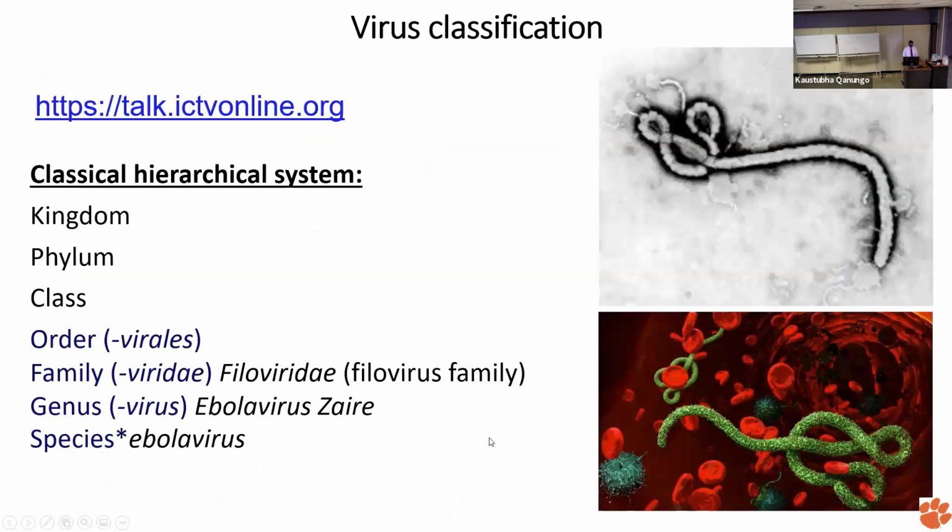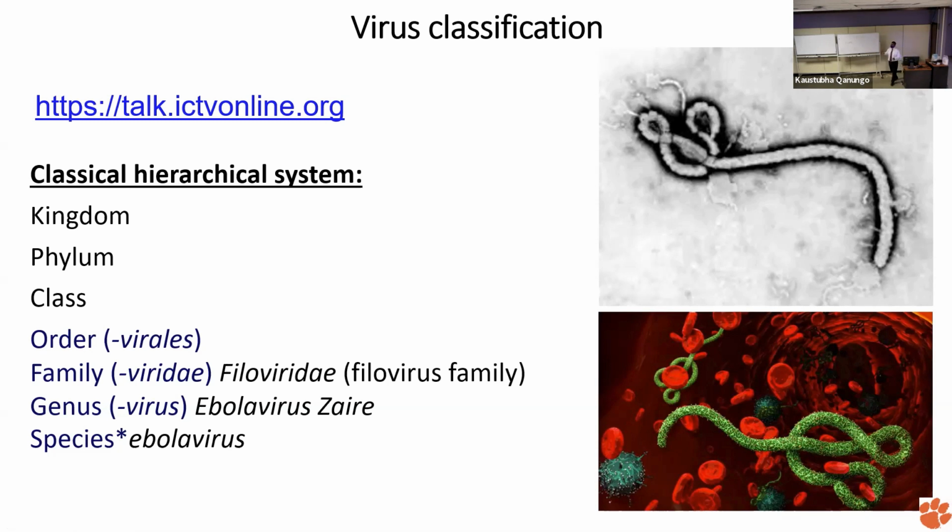So here we are looking at the virus classification system. Here is a picture like an original electron microscope and then a cartoon. This is a filamentous virus. This is a typical Ebola virus that you are seeing. And the classical kingdom is the kingdom, then we go to phylum, class, and the order usually ends with the term viralis.